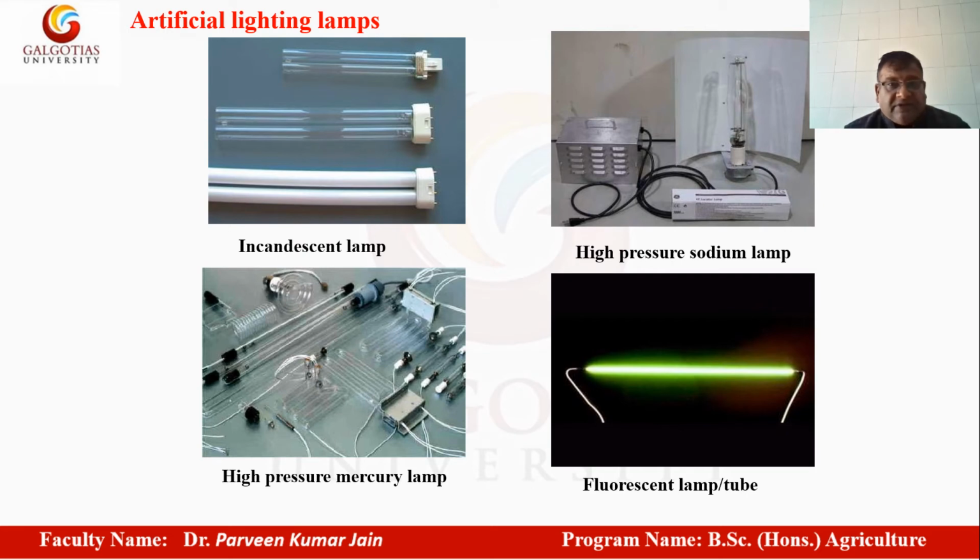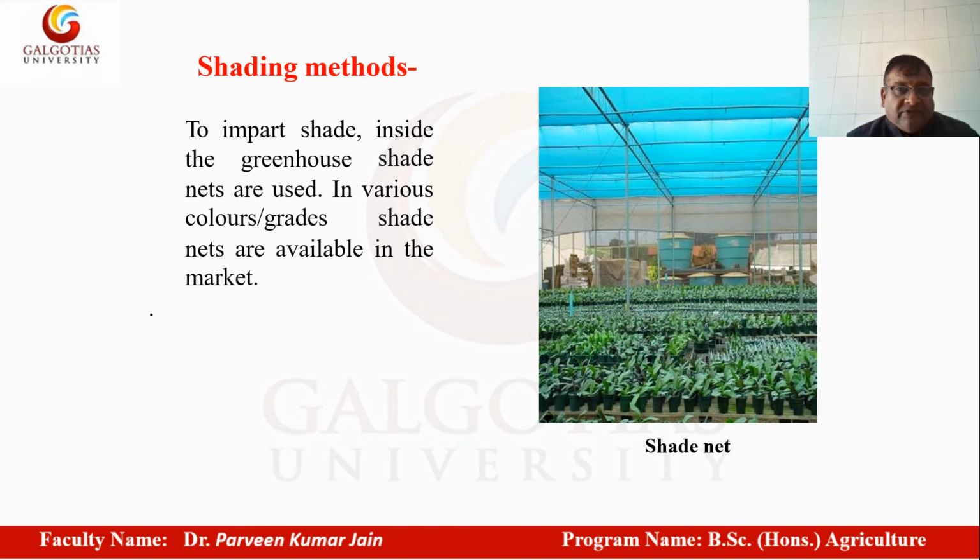So these are different artificial lighting systems, the fluorescent lamps, the mercury lamps, and that kind of lamps which we can use inside the greenhouses. Then the shading is also important. With the help of shade nets, we can also reduce the light intensity inside.